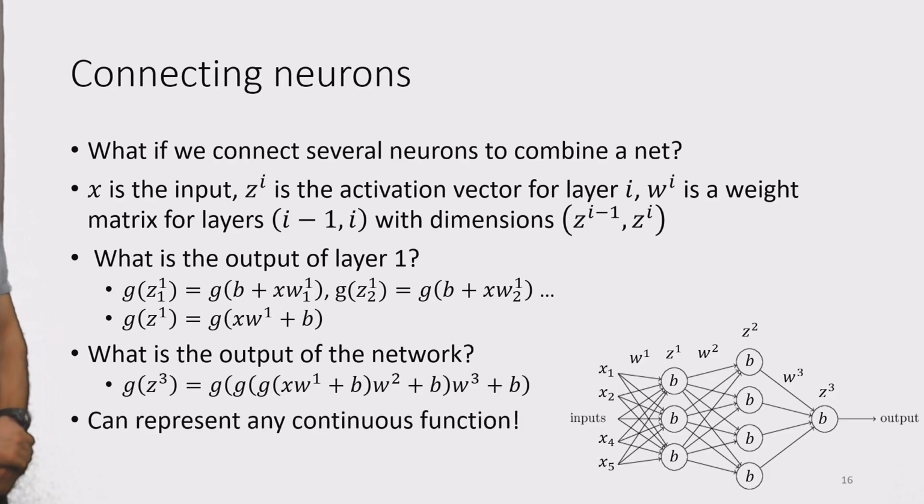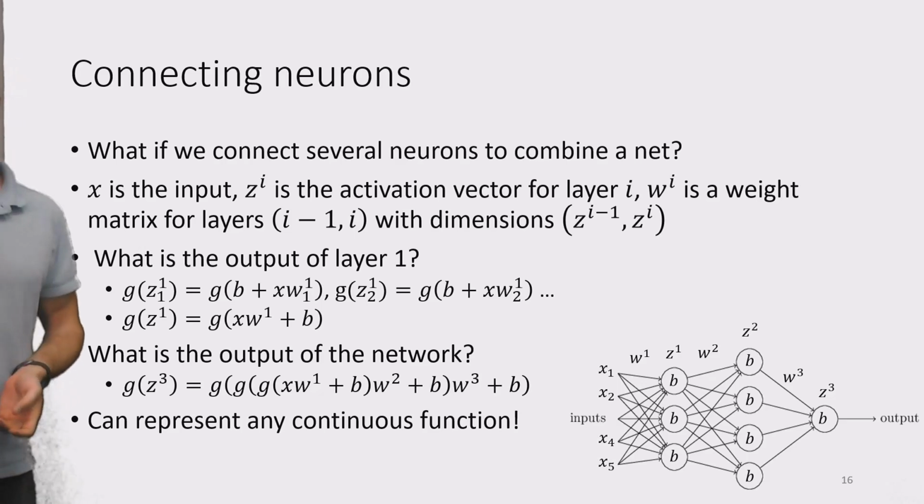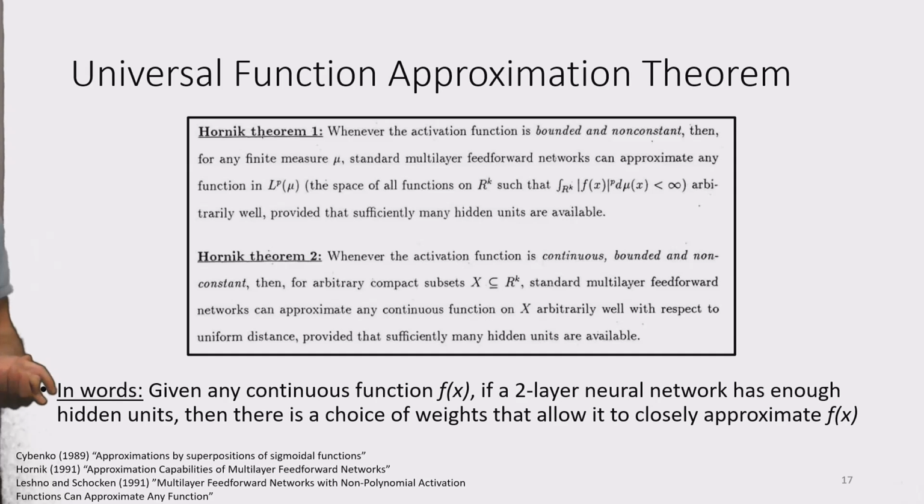What is the output of the network? Well, the output of the network, again, we have to pass each layer, the activation of each layer, through the activation function. And once we do that, we cannot do the trick that we did before. This does not collapse into a single linear approximator. More than that, it can actually represent any continuous function to arbitrary precision. As we said before, this is the universal function approximation theorem.